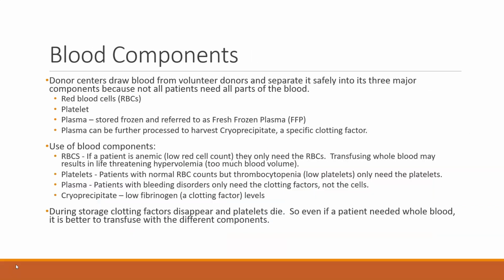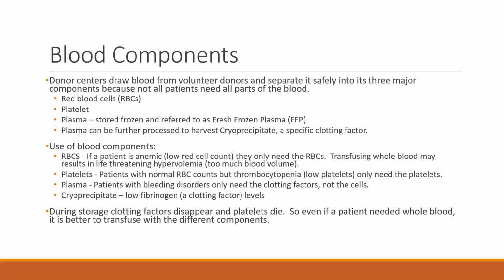I'm going to give you just a very brief overview of blood components. Donor centers draw blood from volunteer donors and separate it safely into its 3 major components, because not all patients need all parts of the blood. Red blood cells, also known as packed red blood cells, platelets, and plasma. This is stored frozen and referred to as fresh frozen plasma.